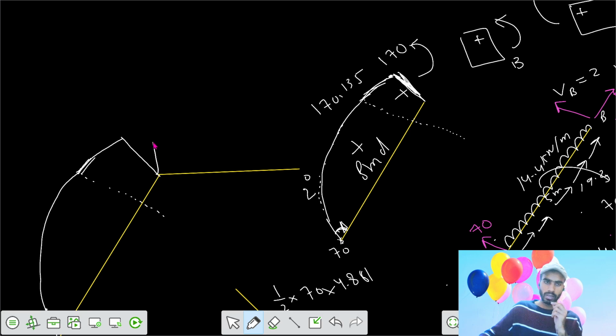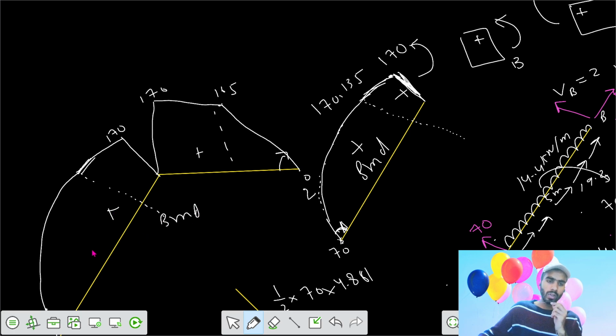Then after that, in this part you had 170 also. This is also 170. Then it changed to 165 here, a linear variation. After that, it had a change in slope because of the shear force diagram. The area was 82.5. So this is your bending moment diagram. This one is sagging, and this is also sagging.